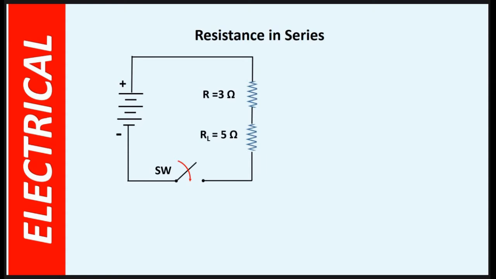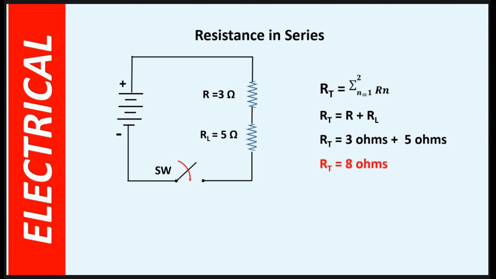So here we have two resistances connected end to end. We call this a series connection of resistances, or the series circuit. For a circuit with resistances connected in series, the total resistance is the sum of all the resistances in series. So for example, the total resistance would be equal to R plus R sub L, equal to 3 ohms plus 5 ohms, giving us 8 ohms.